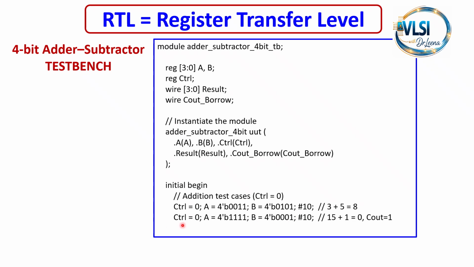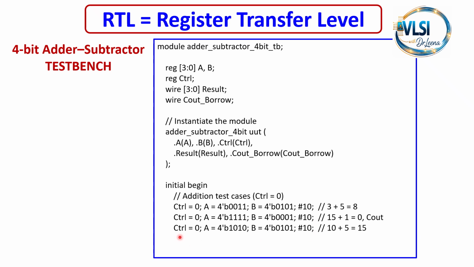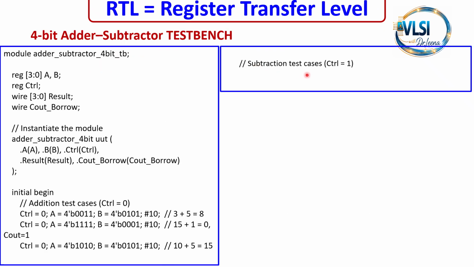See the next test case, that is control equal to 0 and A is equal to 15 and B is equal to 1. It will perform the operation and it waits for the 10 time unit and it starts the next operation. And you see here, when control equal to 0 and A is equal to 10 and B is equal to 5, it performs the operation and it waits 10 time unit to perform the next operation.